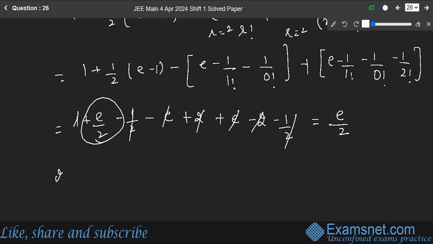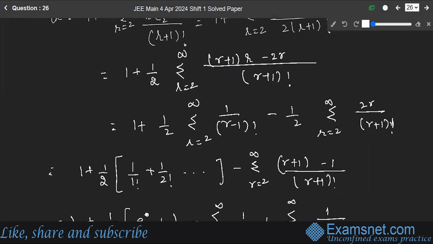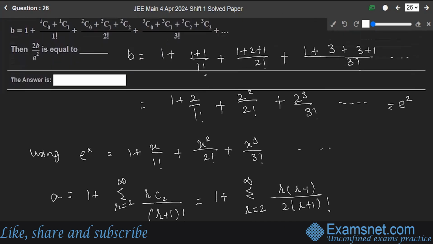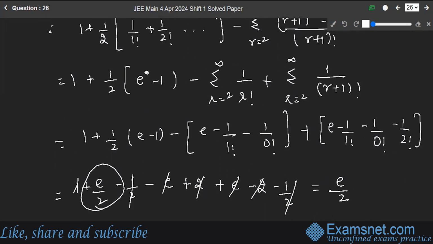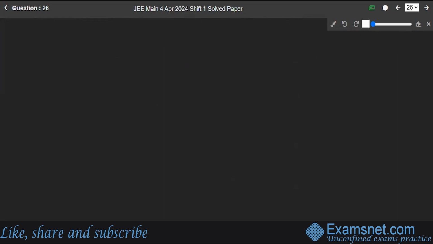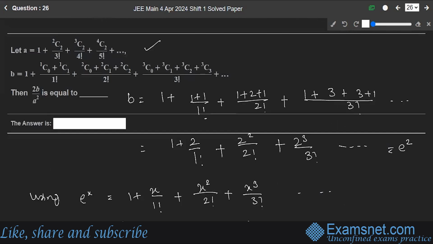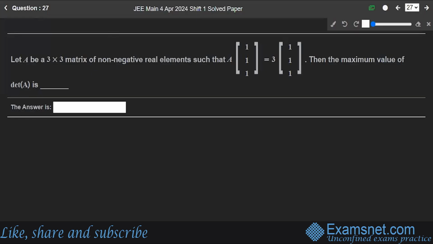Okay, so now what was 2b upon a square? This is equal to 2e square upon e square by 4, because a was equal to e by 2. This becomes 2e square, and e square will cancel, and you will have 8 as the answer. Hope you got that. Let's move to the next question.